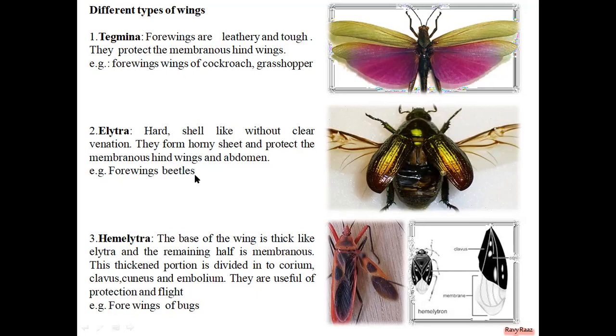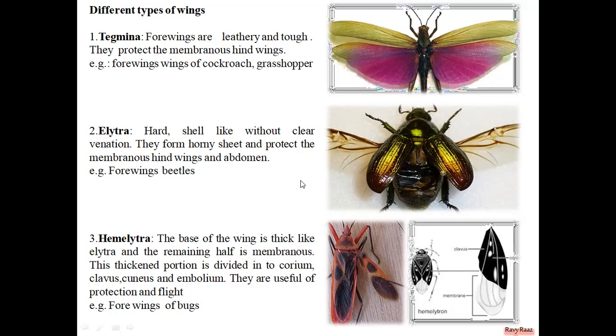Second is elytra. The elytra wings are present in beetles. This is a beetle. Elytra wings are hard without clear venation. In this type of wings, the wing venation is not clear. So, elytra wings are present in beetles.